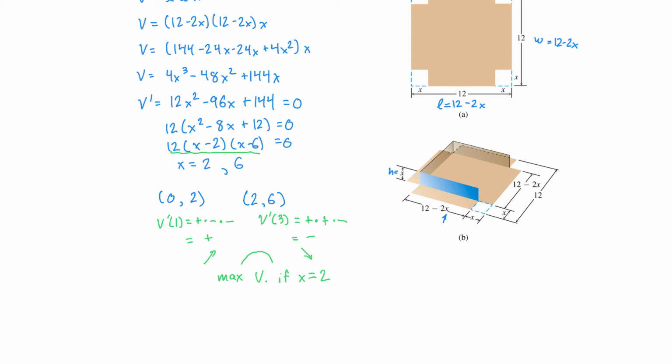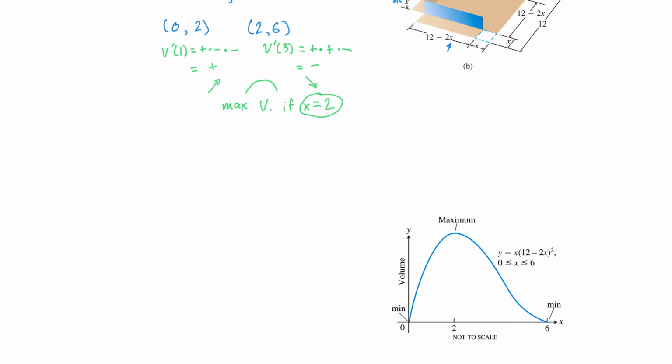Now remember that we wanted to know how large should the squares be cut from the corners to make the box hold as much as possible. So we've answered that. We have x is equal to 2, so it should be cut 2 inches away. And if we slide down a little bit more, we'll have the graph right here. You can see we model this with our function, v is equal to x times 12 minus 2x, squared, and there's the domain that we talked about.